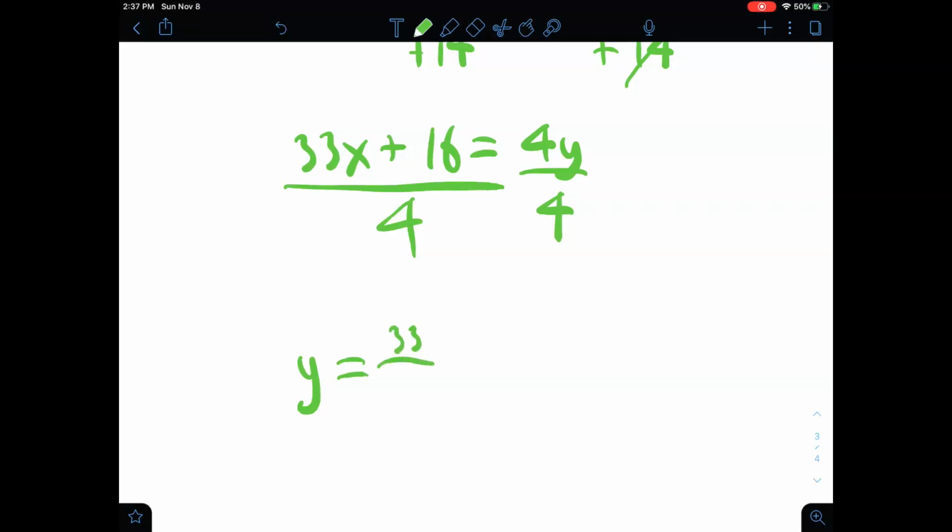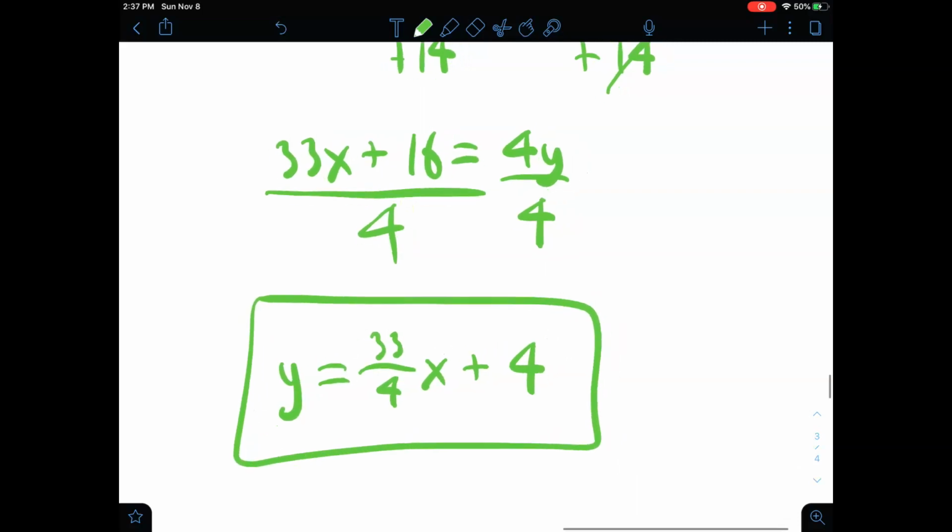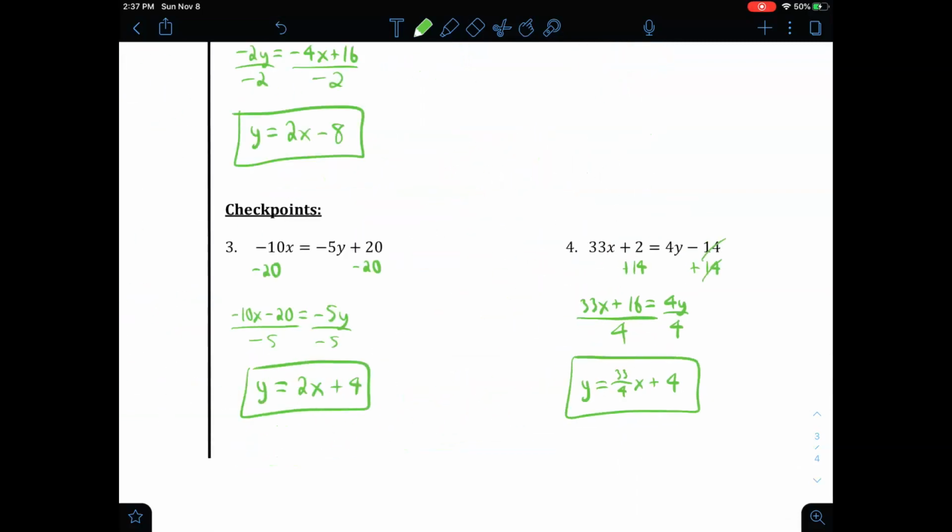So our final answer is going to be 33 over 4 x. Put the x in front like this when you're doing this, because that's going to help with slope stuff later. Okay? And what's 16 divided by 4 going to be? It's going to be 4. So y equals 33 over 4x plus 4.